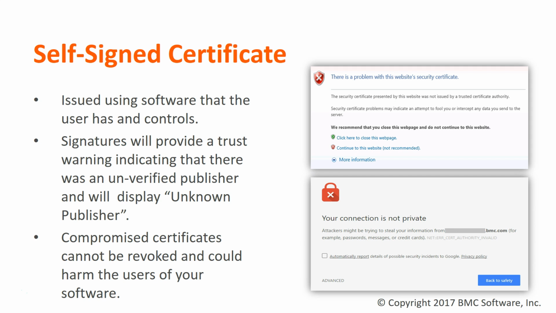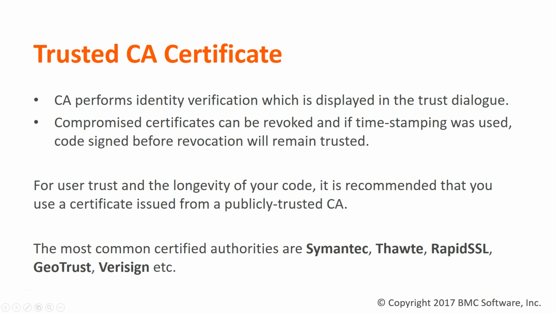A self-signed SSL certificate is generally issued with software that the user has and controls. This can be good for testing environments, but when a browser receives an SSL certificate, it expects it to be issued by a party it trusts. If it receives an untrusted certificate, depending upon the browser, you may see some warning messages as shown in the screenshot. For browsers to trust a website, it needs to see an SSL certificate that's been verified by a trusted third party, in this case, a certificate authority.